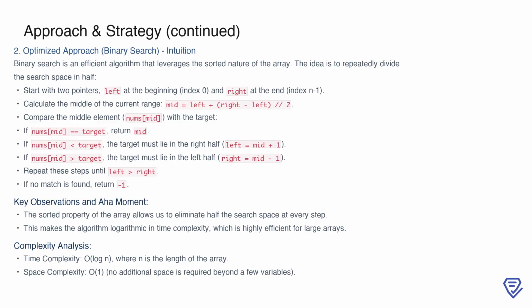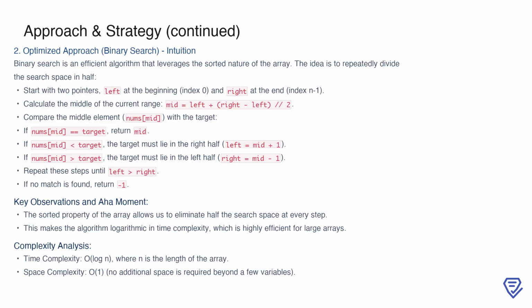Next, we calculate the middle index of the array using the formula mid equals (left plus right) // 2. We then compare the value at this middle index with the target. If the middle value matches the target, we return the middle index. If the middle value is less than the target, it means the target must be in the right half of the array, so we move the left pointer to mid + 1.